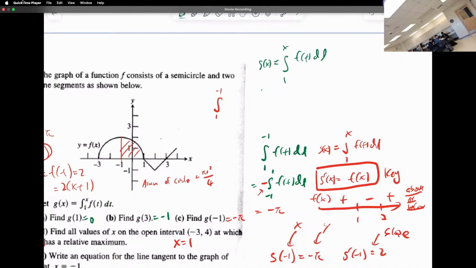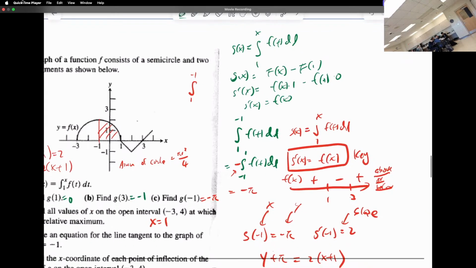Now we want g prime of x, because g prime of x changing from positive to negative is the relative maximum. So how do we get that? That becomes F of x minus F of 1. And if I want g prime of x, that's equal to f of x times 1 minus f of 1 times 0. So that's equal to f of x. That becomes the key, right?